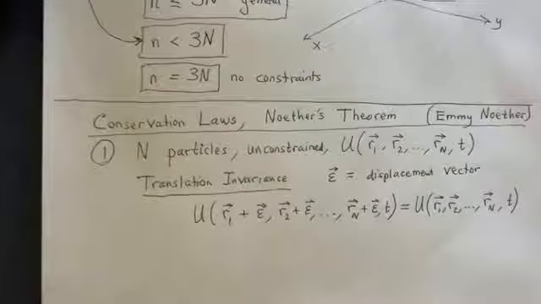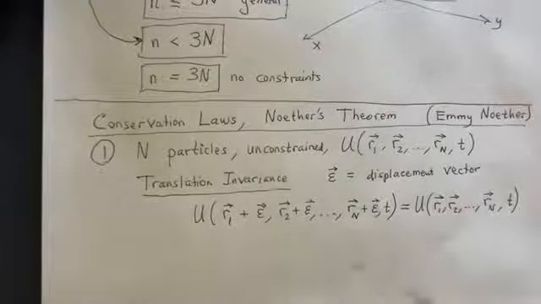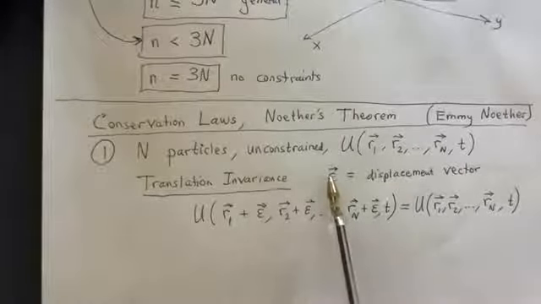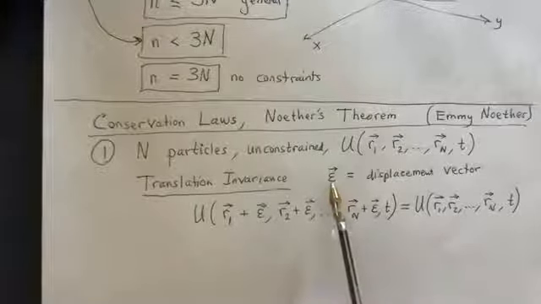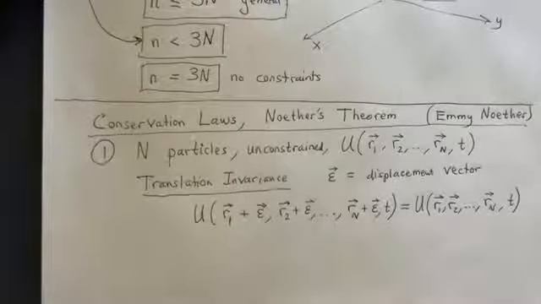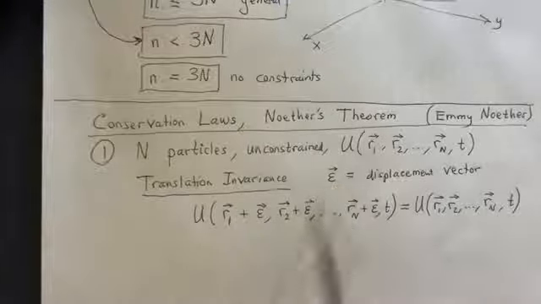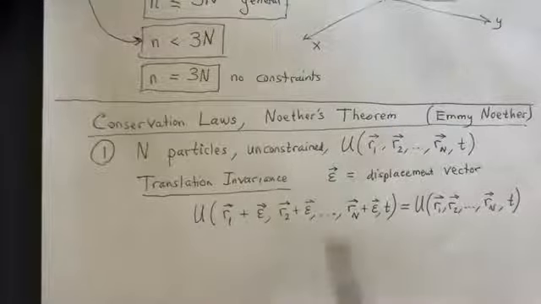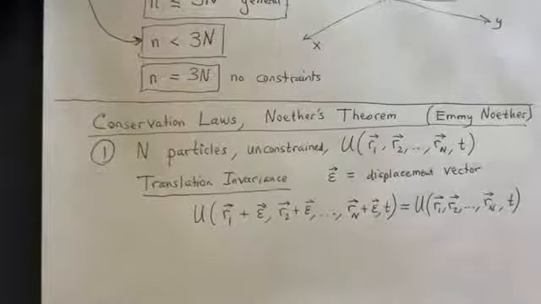Okay, so if we have a translation invariance, and again, this is the way mathematically you would say that, for any epsilon, the precise logical statement is for any vector epsilon, that's a three component vector, right? It's just a collection of three numbers, three numbers that have dimensions of distance, positive or negative or zero. And the value of capital U with this collection of inputs must equal the value of capital U with this collection of inputs. Okay, let's see how we can capitalize on this statement.